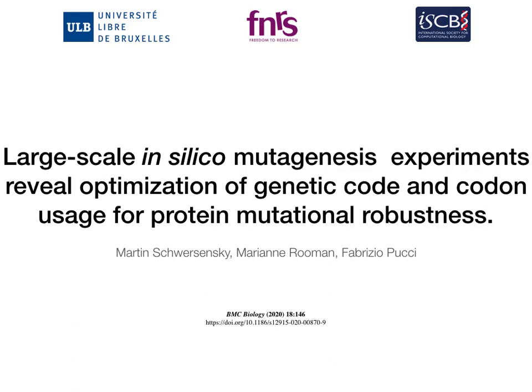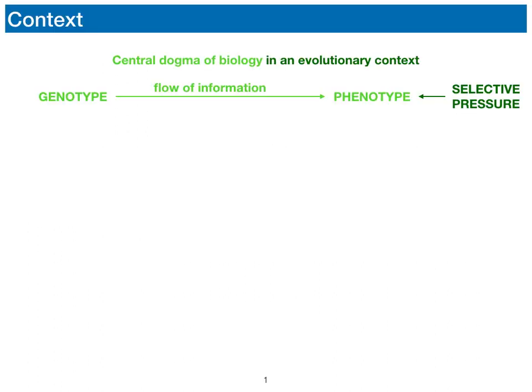Hello everyone, and welcome to this talk regarding the use of in silico mutagenesis experiments at a large scale to gain insights into the optimization of the mutational robustness of proteins at various levels. The context of this research considers the well-known central dogma of biology in an evolutionary context. So the flow of information goes from the genotype to the phenotype, which is being selected for throughout evolution.